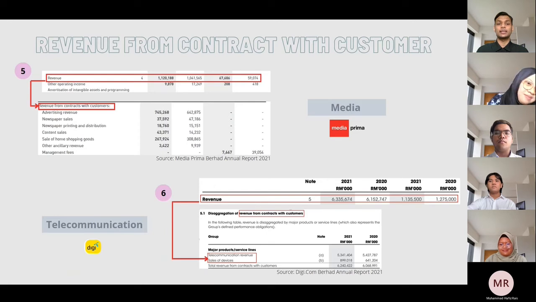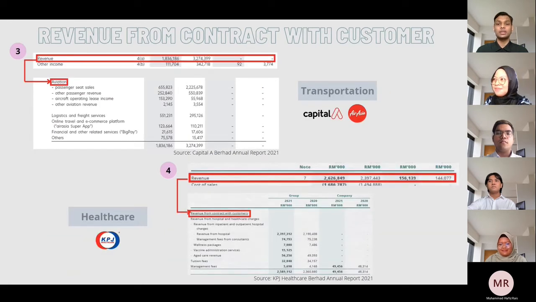Next, for KPJ Healthcare Berhad, in the healthcare industry, the revenue from contract with customer consists of the main revenue, which is revenue from hospital and healthcare charges, tuition fees and management fees. Revenue from hospital and healthcare charges mainly comprise inpatient and outpatient hospital charges. Inpatient revenue is recognized on a daily basis as services are provided or goods delivered to patients.